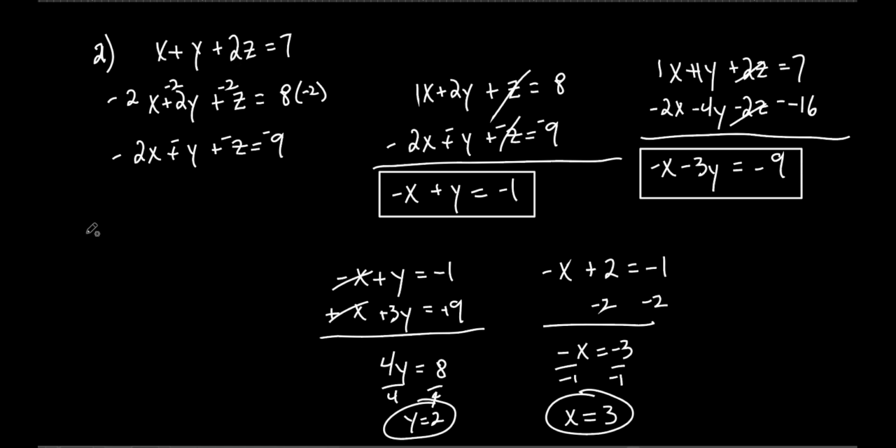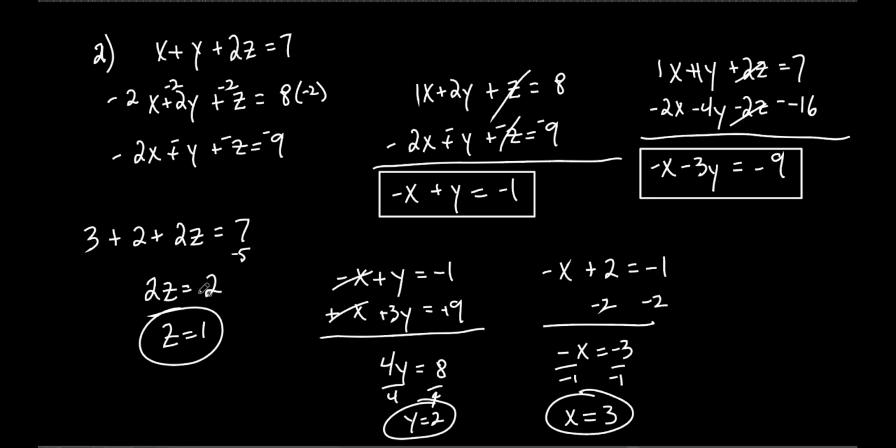So it's x. What is x? 3 plus y, which is 2, plus 2z equals 7. Add those up. Let's do a little bit in our head. 3 and 2 is 5. Subtract it from both sides. So 2z is what? Subtract 5 from both sides is 2. Divide both sides by 2. Z is 1. There you go.